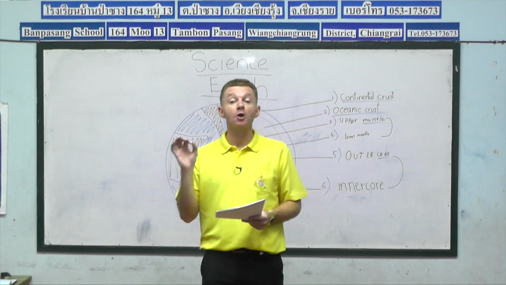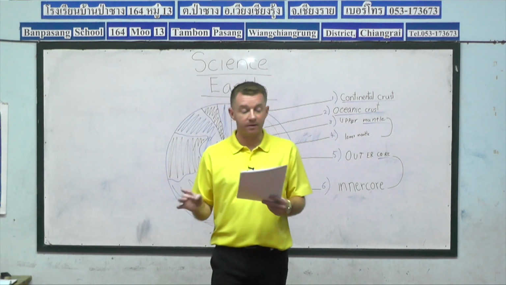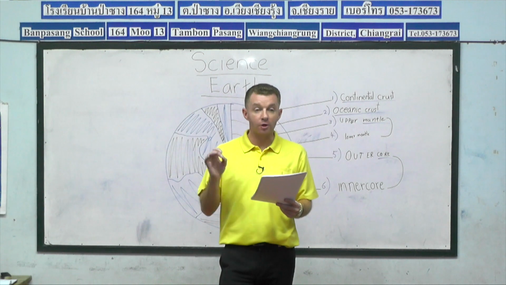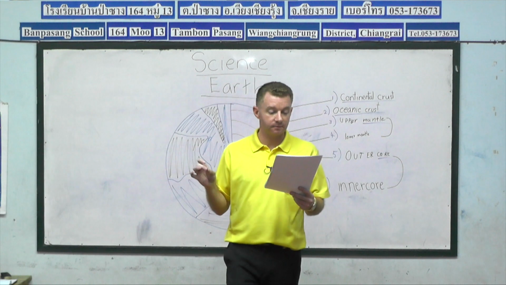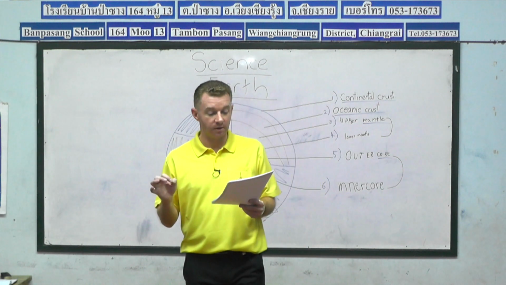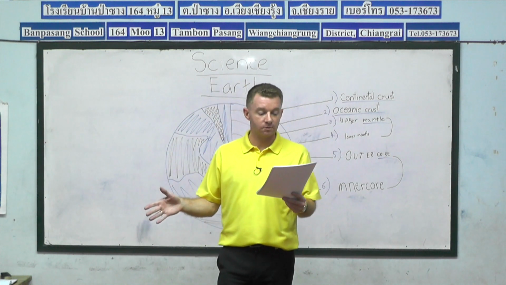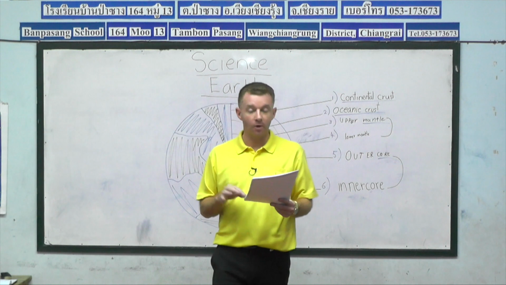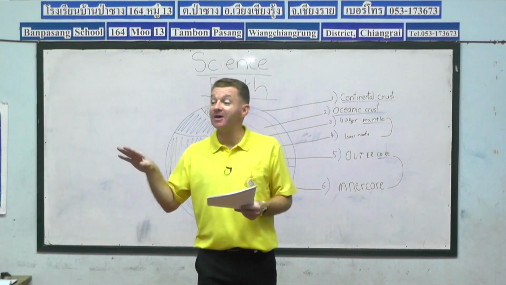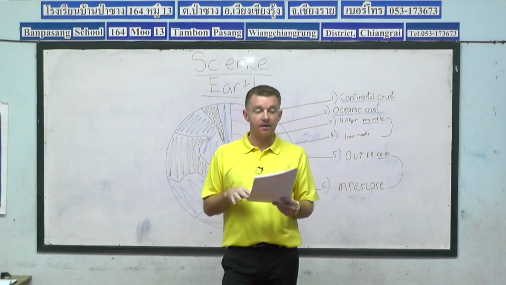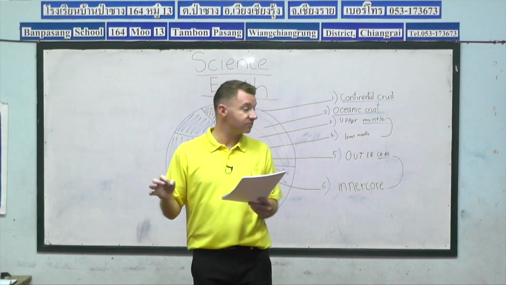So ready, guys? Crust. The outer surface of the earth. The crust is quite like the skin of an orange and is thinner under the oceans. Inner core. The solid iron nickel center of the earth that is very hot and under great pressure.